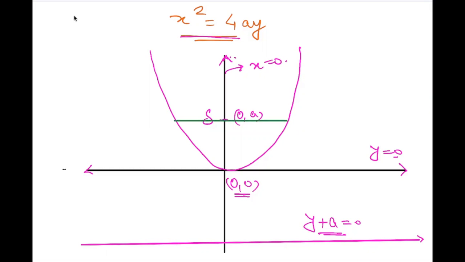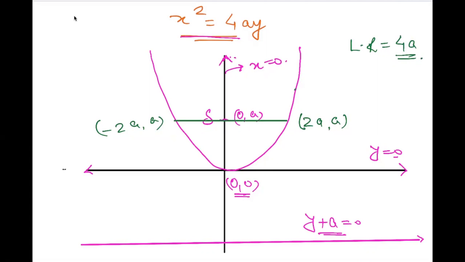x square is equal to 4ay and y is equal to a. If I put y is equal to a, I'm getting 2a and a, and minus 2a and a, the end points of LR. Length of LR will be again the same, that's 4a only.